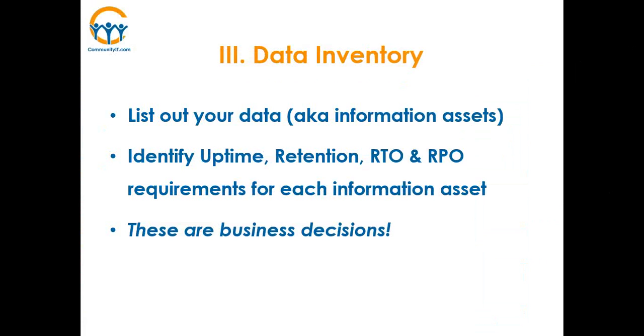So once you understand those terms, then it's important, as I talked about at the beginning of the session, to really treat your information as an asset. So list out all of your data, and identify those uptime, retention, RTO and RPO requirements for each of those assets. Again, this is a business decision that the organization needs to make. IT can be involved to help define things, but it's in the framework of helping the other business units understand what the current systems are.